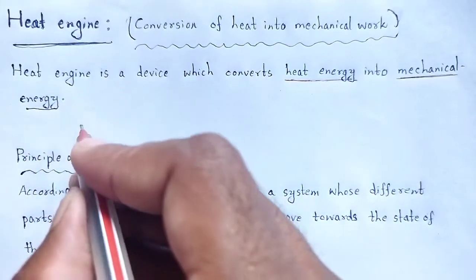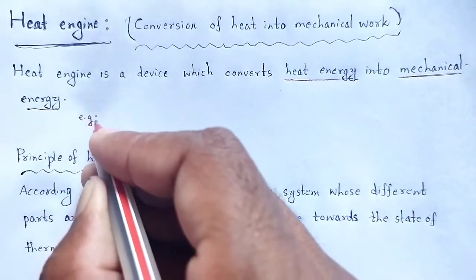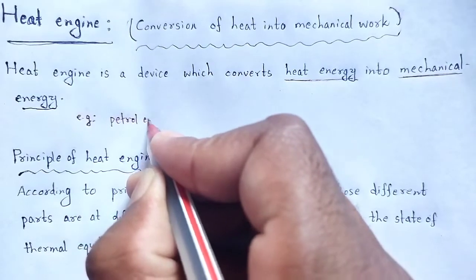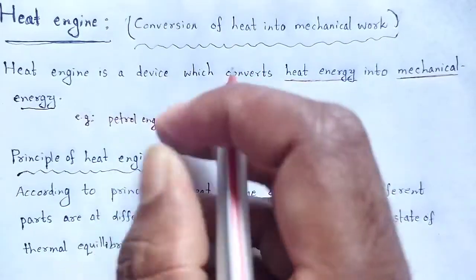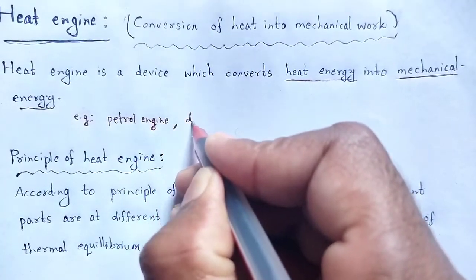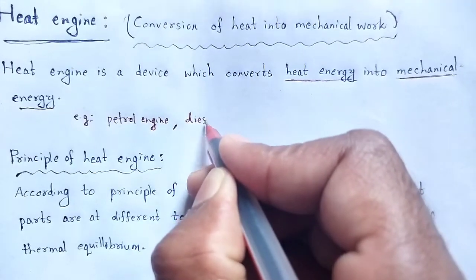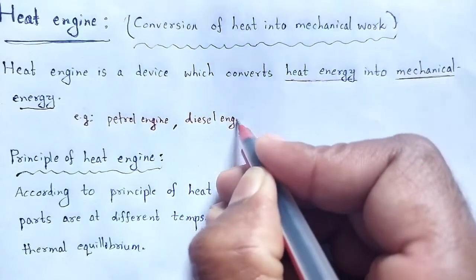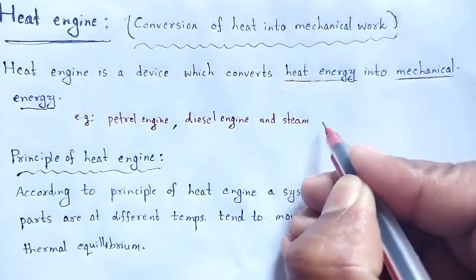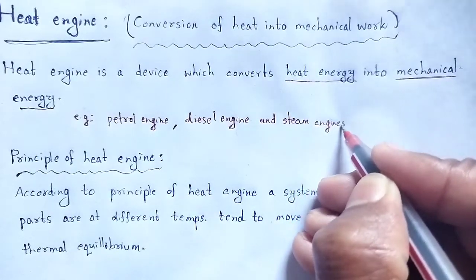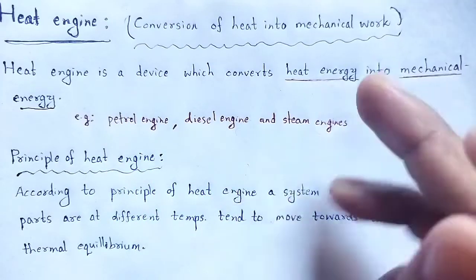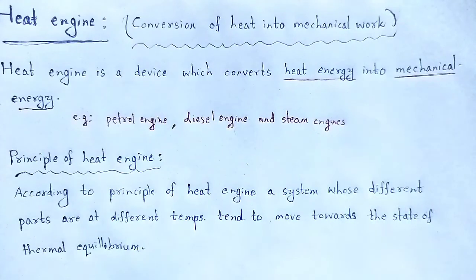Some examples of heat engine are the petrol engine, in some bikes you can see petrol engines, the diesel engine, in some cars you see diesel engines, and steam engines. These are the examples of heat engines, means they convert heat energy into mechanical energy.